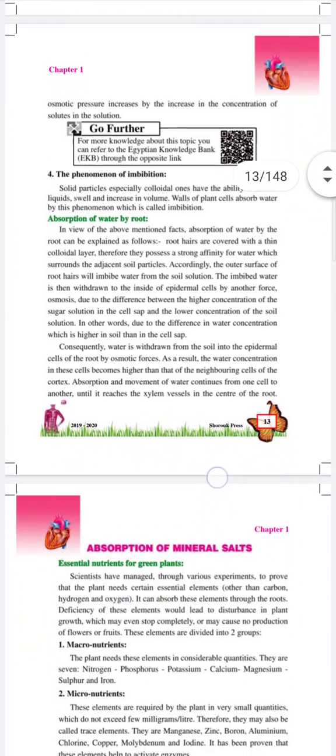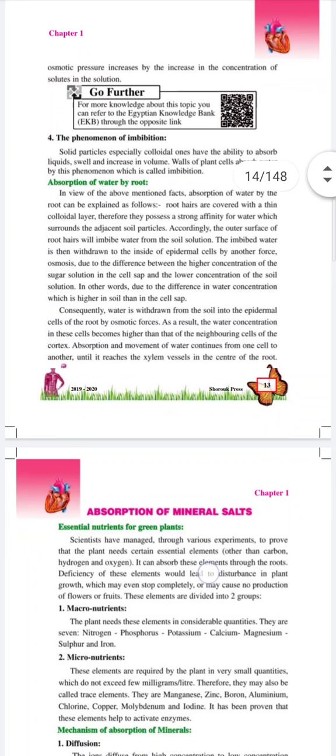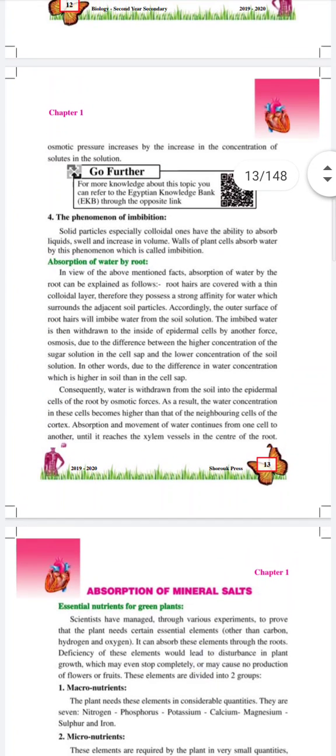Now we are going to study how the water is absorbed by the root. Number 1, root hair is covered with a thin colloidal layer. This layer is made of cellulose, and it allows the passage of water molecules from the soil to the root. The outer surface of root hair imbibes water.